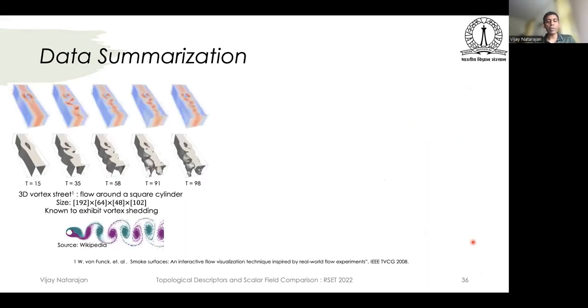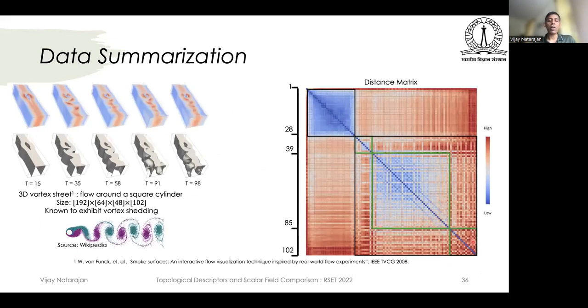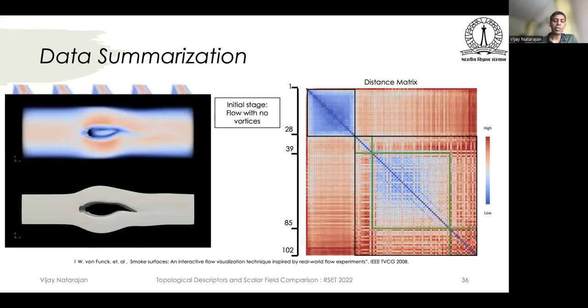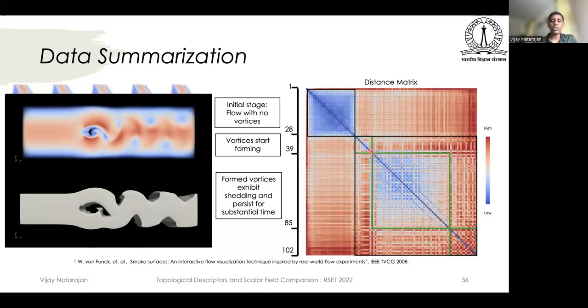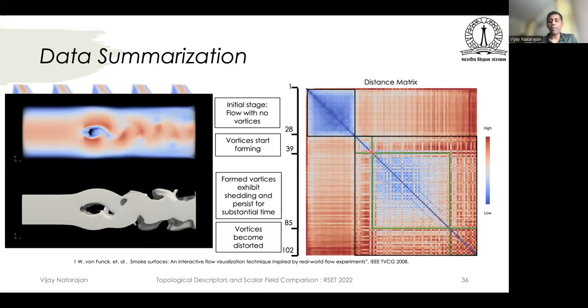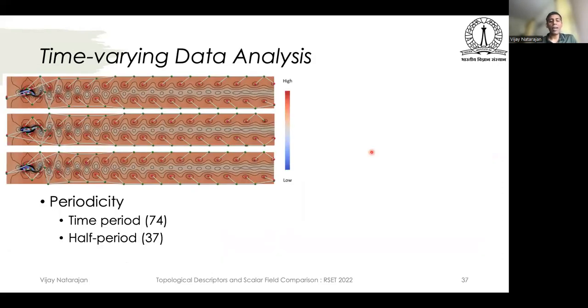So there is a study of flow behind a cylinder, and the extraction of MTED between the data set at different time steps helps us capture different stages of this simulation, beginning with an initial stage where there are no vortices to a next stage in the distance matrix, which corresponds to the formation of vortices, and a third stage where these vortices exhibit what is called shedding, so a periodic behavior, and a final stage when the vortices are distorted.